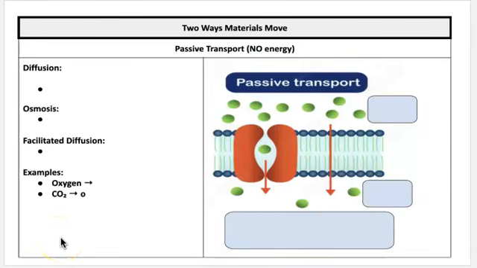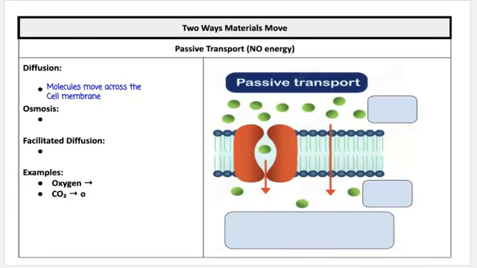So there are two specific ways that materials move. The first way is through passive transport. And this process is when molecules move from an area of high concentration to an area of lower concentration across the cell membrane. This means from where there is a lot of something to where there is less.